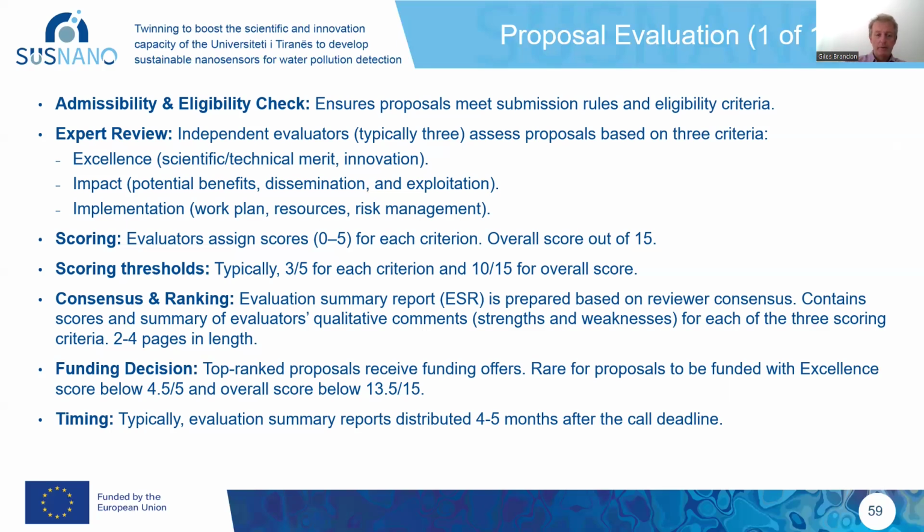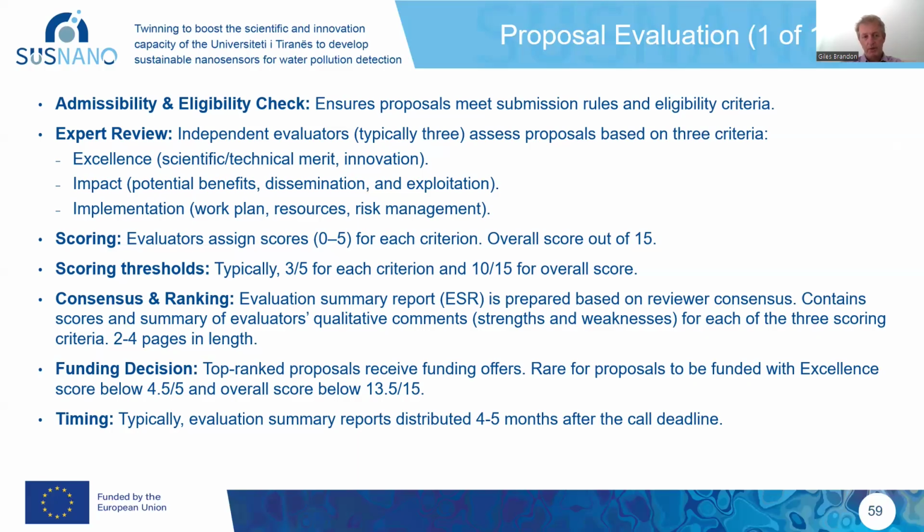Now, for each of those scoring criteria, there'll be a threshold. Typically, it's say 3 out of 5 for each criterion, and then an overall score threshold of about 10 out of 15. This is the standard case, but there'll be plenty of exceptions where maybe the overall score has to be higher, or an individual criterion might need to be higher. Anyway, those are just the basic thresholds.